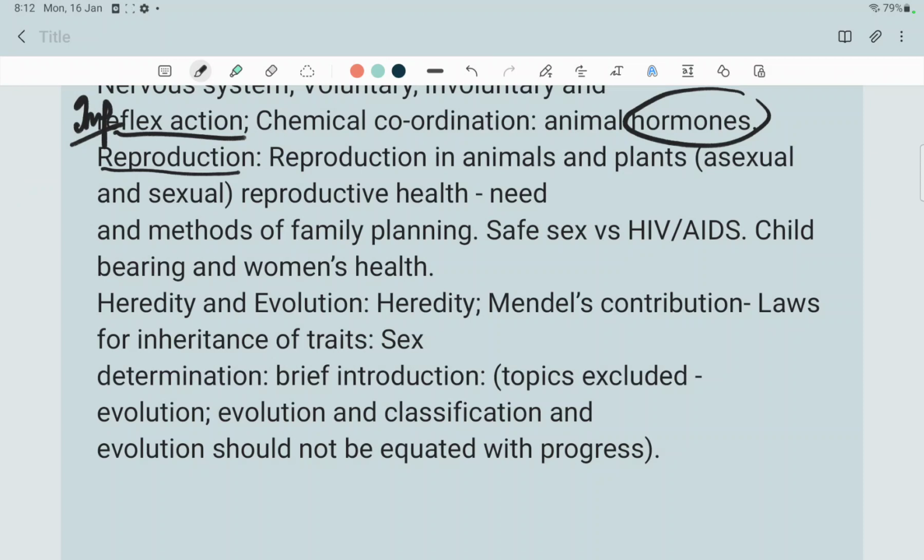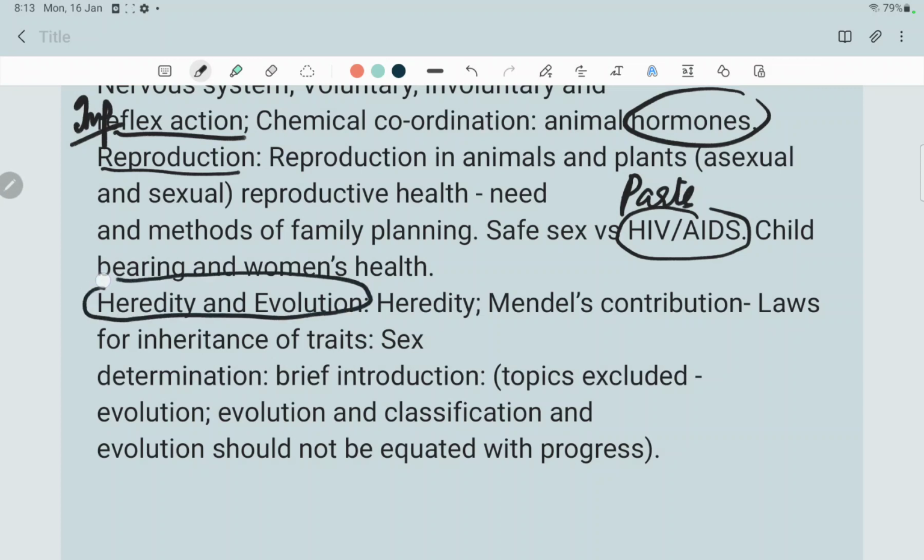Here, first of all, we must know all the different types of asexual reproduction methods. Then we must know the male reproductive system and the female reproductive system and their parts. We should know about HIV/AIDS and the contraceptive methods and menstruation. These are a few topics which are very, very important.